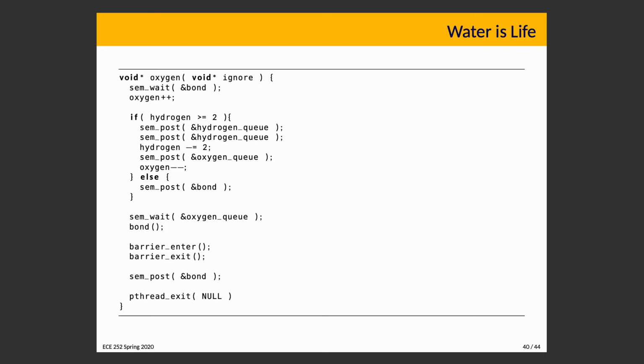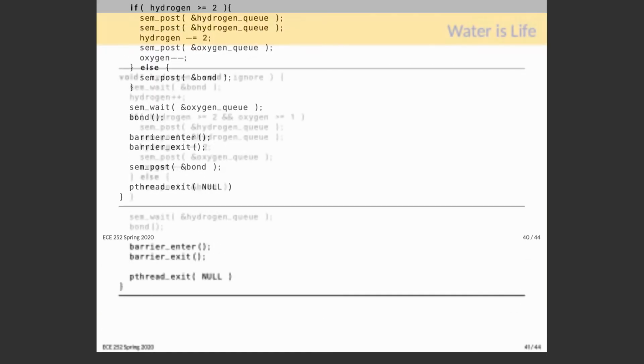So okay, yeah, the oxygen thread isn't a super complicated one. Wait for bond, increase oxygen. If there's hydrogen, tell it to go. If not, well, that's okay. We know it's not going to be our turn, so we'll wait at the queue. And when we are awoken from the queue, then we can bond. We can then wait for the other threads to finish, and we can post on bond.